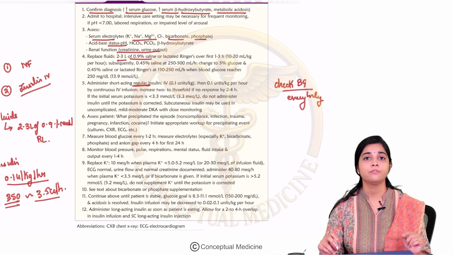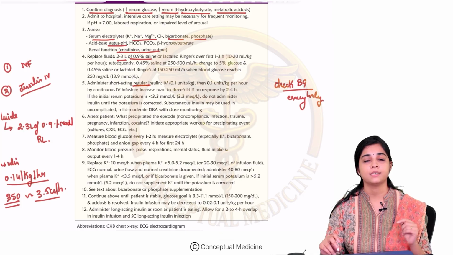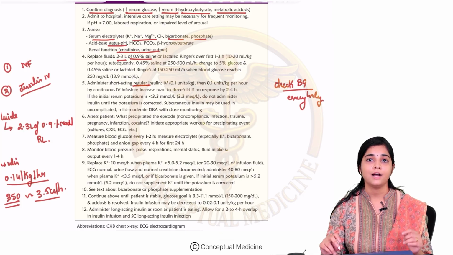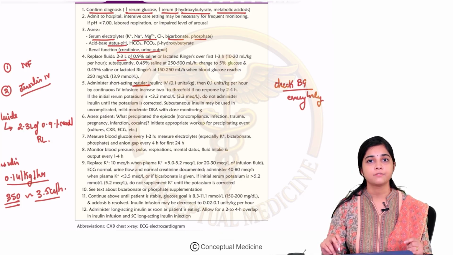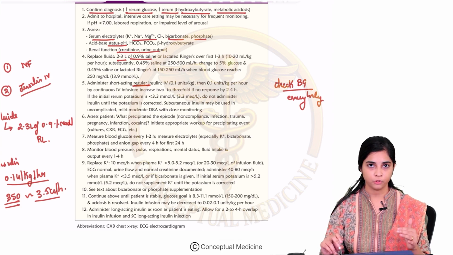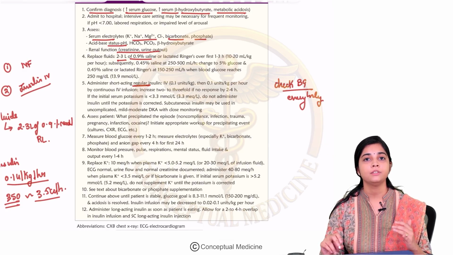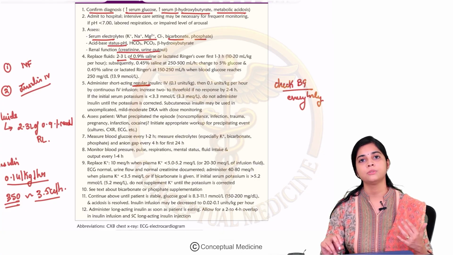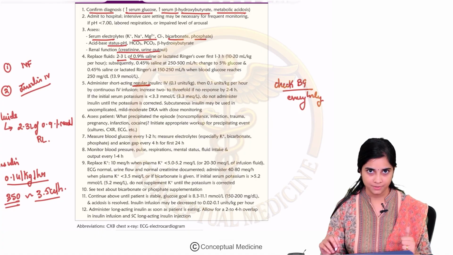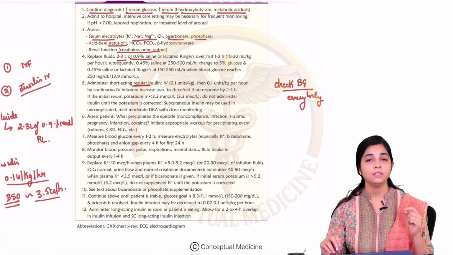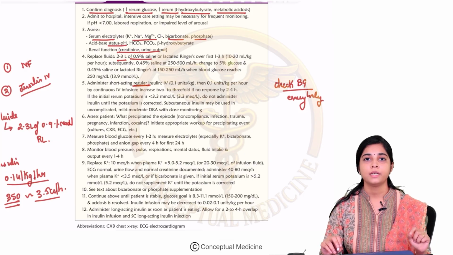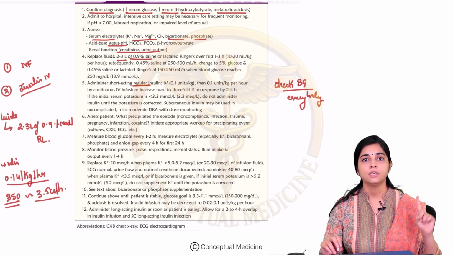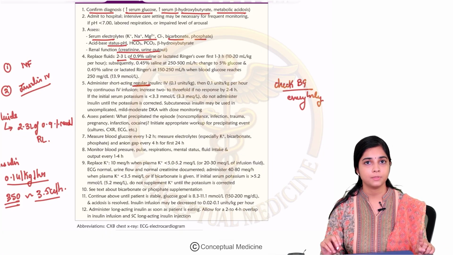The initial IV fluid that you give is your 0.9% NaCl, about 2 to 3 liters. After that, you will have to change it to your maintenance fluid, 0.45% NaCl, which is 0.45% NS. Now, once there is improvement, your blood glucose levels have started dropping and have come to less than 250 milligrams per deciliter, the IV fluid that you are giving is 0.45% NaCl.